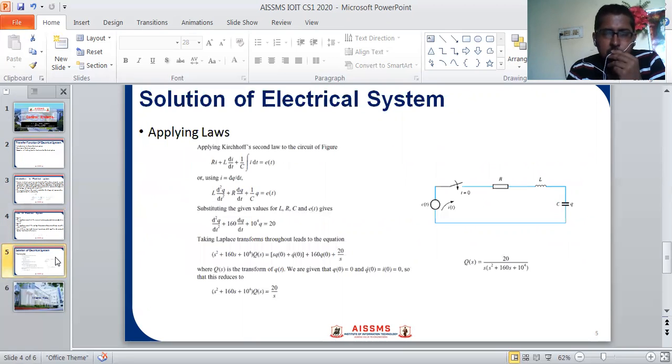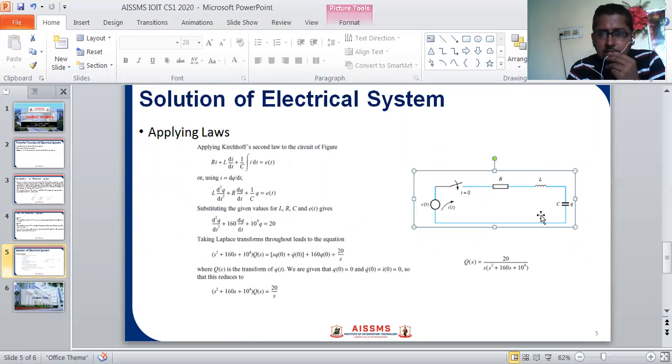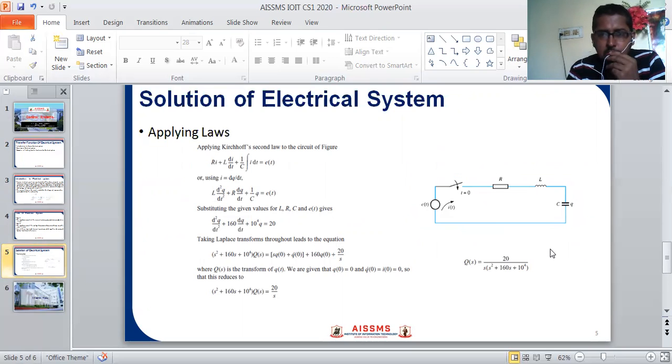To find the transfer function in an electrical system, we have one example here. On the right-hand side, there is a circuit. There is a voltage source, then a switch, then a resistor, inductor, and capacitor.